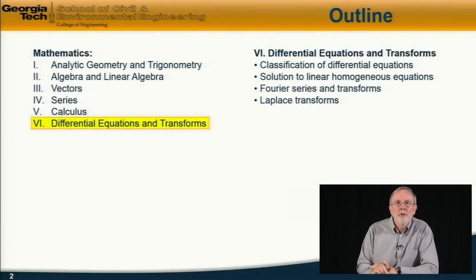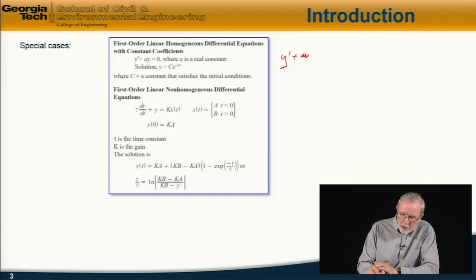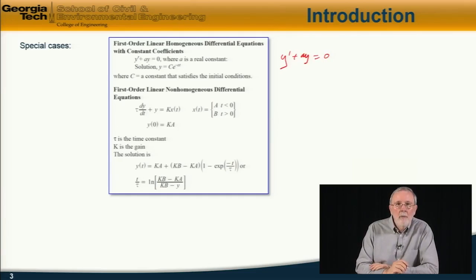Continuing our discussion of differential equations and transforms, now we'll look at some solutions to particular linear homogeneous equations. So here are a couple of special cases extracted from the reference handbook. First of all, the first order linear homogeneous differential equation with constant coefficients. The form of the equation is y prime plus ay is equal to 0.